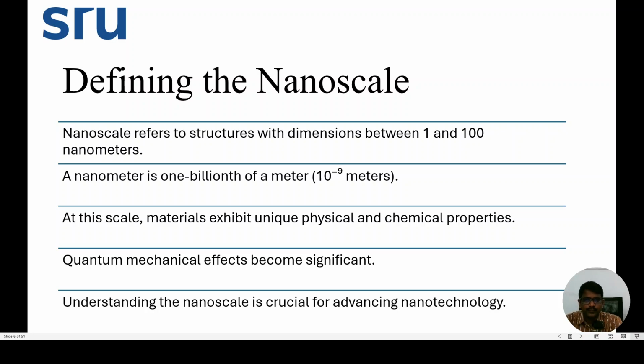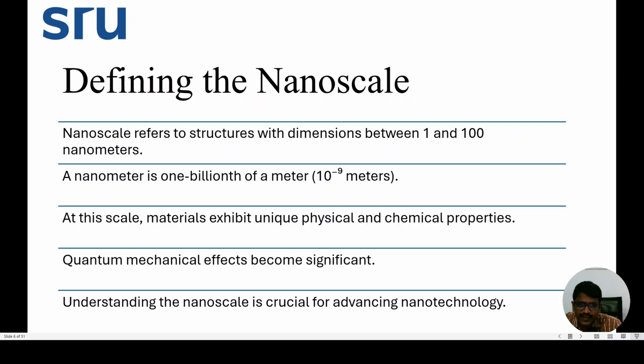So what is the beauty of this technology, or what is the major significant change at the nanoscale? At this scale, materials exhibit unique physical and chemical properties. That means there is a significant change: the same material at macro size and at nano size behaves differently. The same object at different sizes behaves differently. That is the significance of nanoscale.